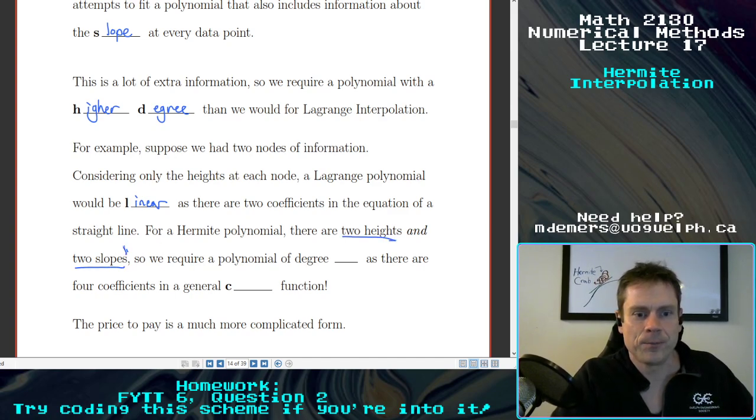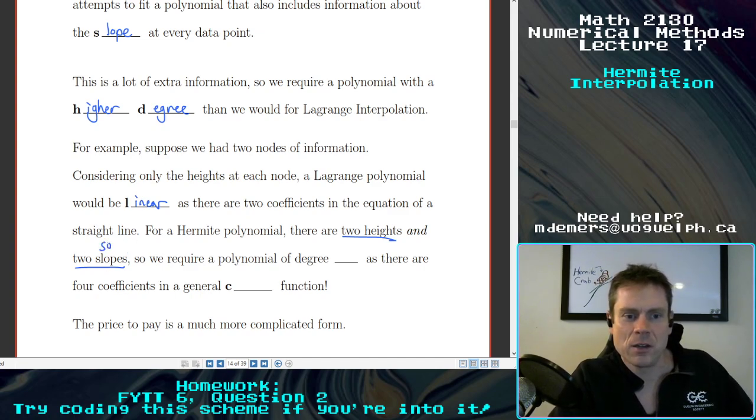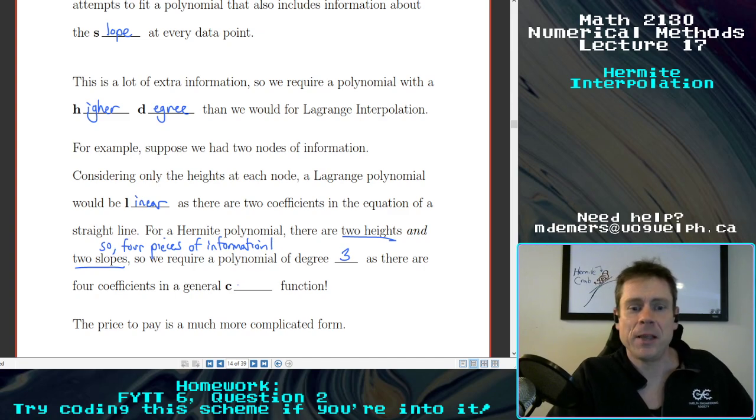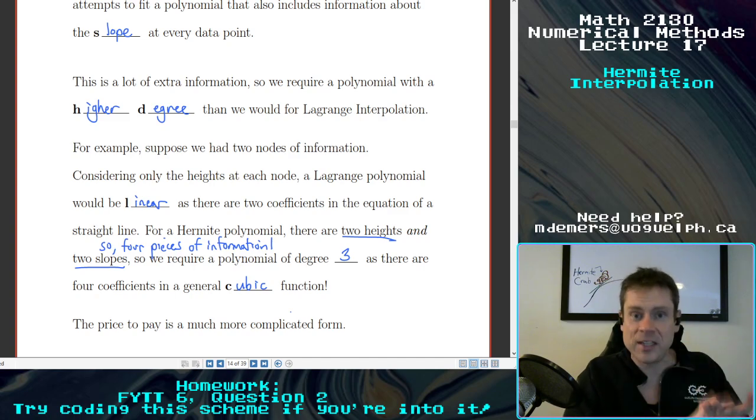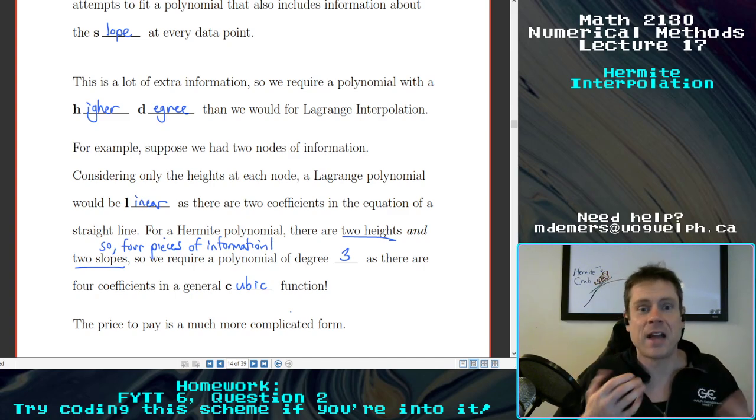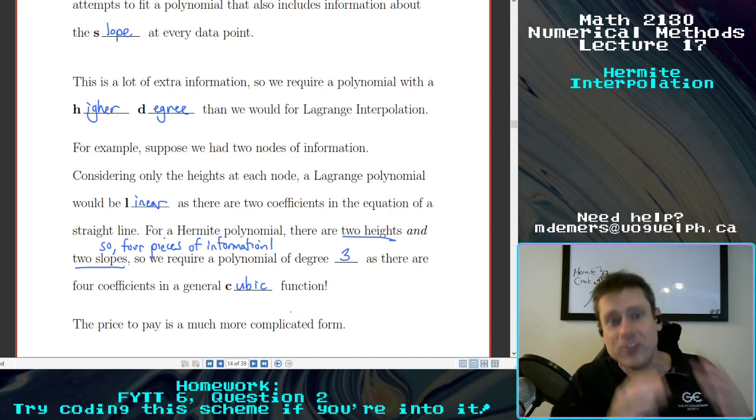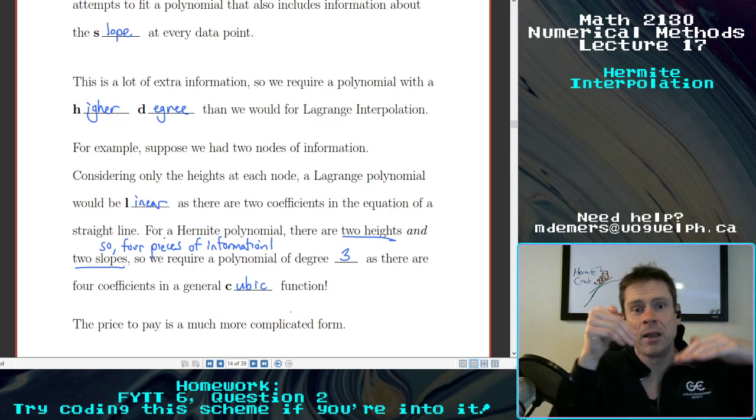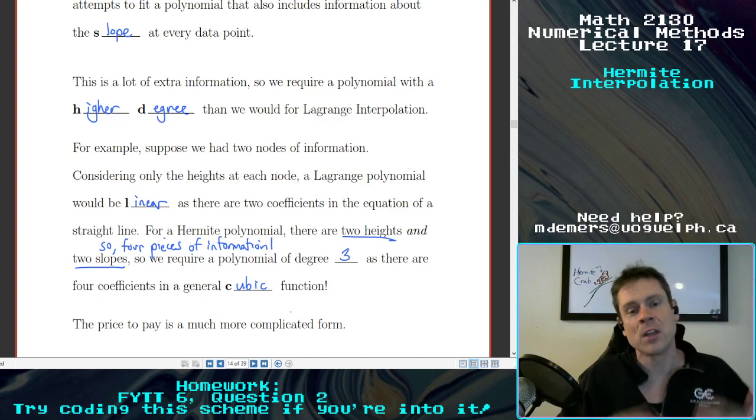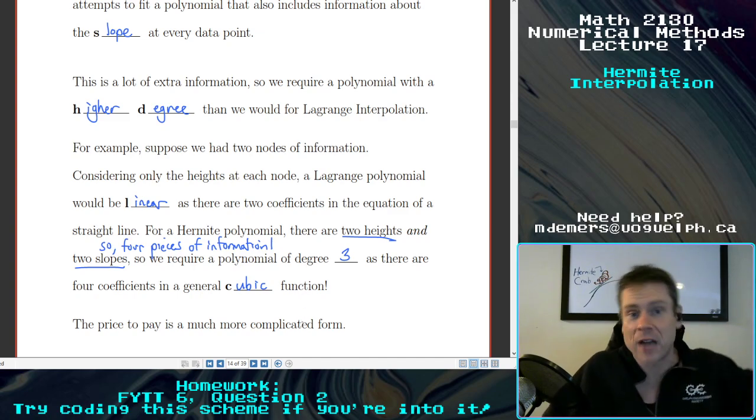So 4 pieces of information, and with 4 pieces of information, you need a polynomial of degree 3 because there are 4 coefficients in a general cubic function, right? ax cubed plus bx squared plus cx plus d. And that's why you get this higher degree polynomial. But maybe it's one where we're guaranteed to have some control over what exactly that polynomial is doing in terms of its slope at every single one of the points. So you can get maybe a more accurate result for certain applications.